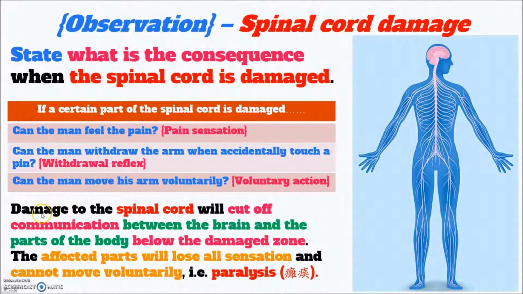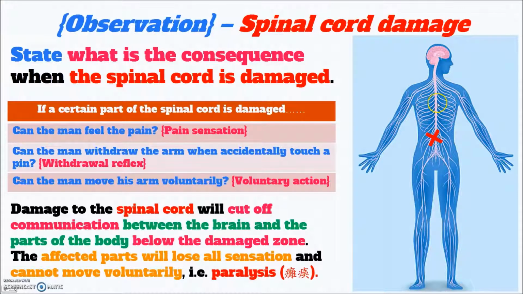The simple idea is that damage to the spinal cord will cut off the communication between the brain and the parts of the body below the damage zone. So when we study the case, we need to be aware of the position of the damage. For example, in this part, the damage is at the neck zone. The point is that the communication between the lower part of the body, the arm, the trunk and the legs, and the brain will be cut off.